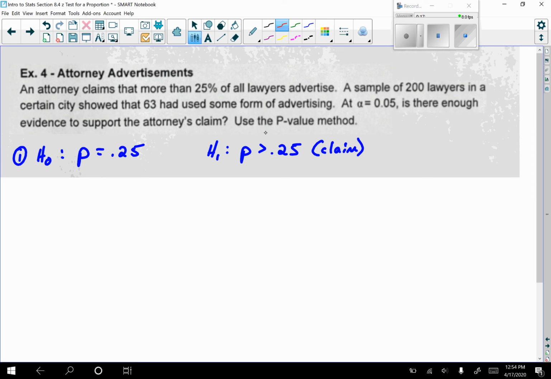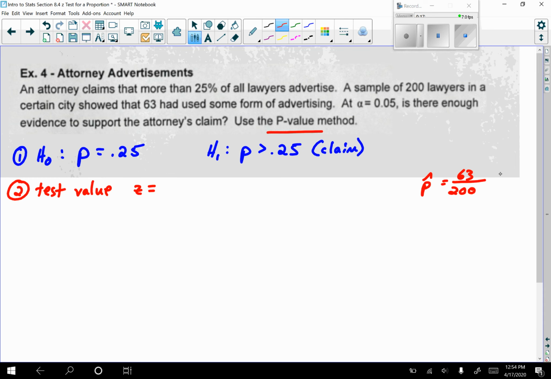So step 2, we're using the p-value method, so we want to find our test value next. This would become a right-tailed test, so we don't have to double the area that we would try to find here for step 3. So here we have, again, p hat would be 63 out of 200.